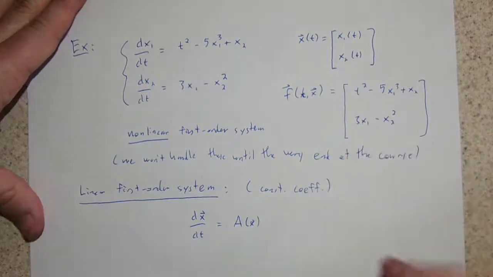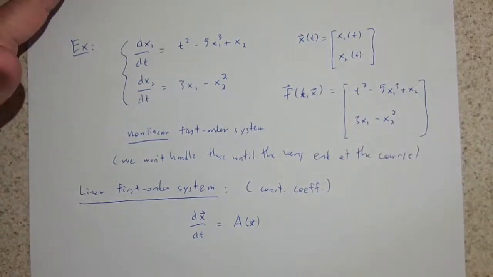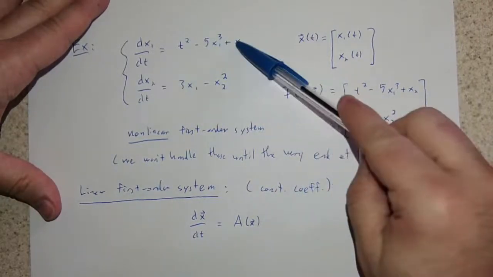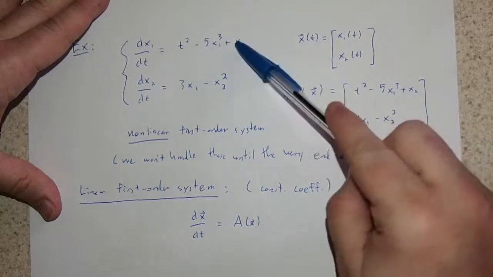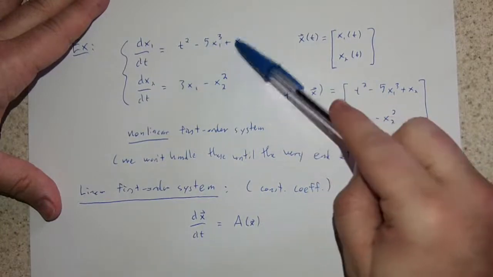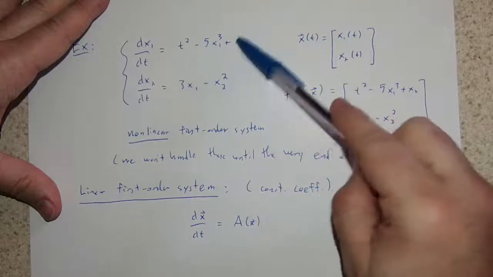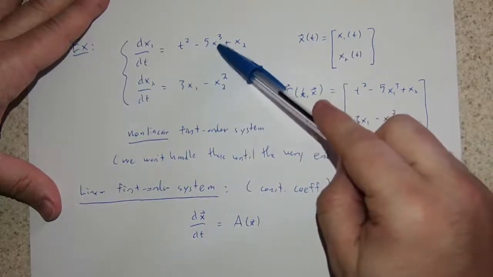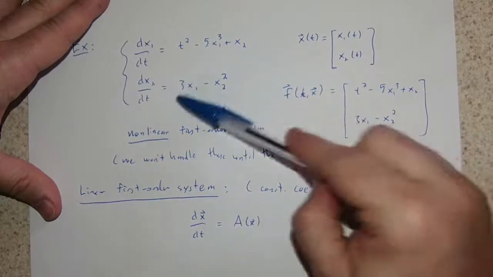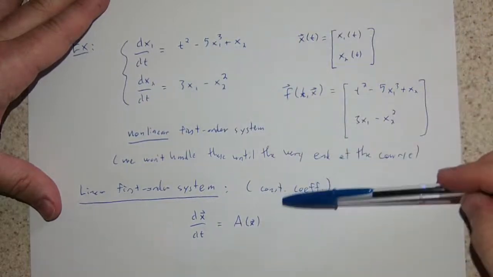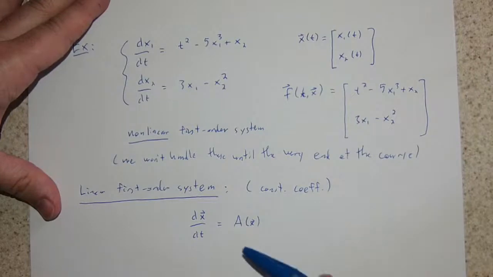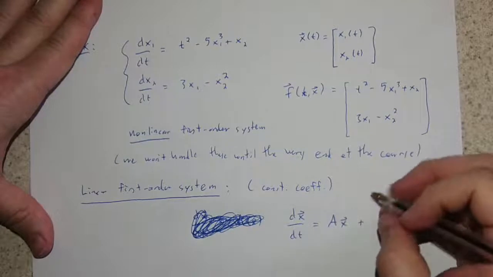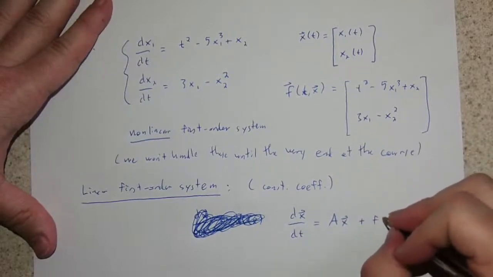So what does constant coefficient tell you? Here, this equation was in fact constant coefficient because all of the things multiplying the x terms are constants. I could have had functions of t multiplying these, right? Constant coefficient here is going to refer to this matrix that I'm about to write out, A x plus f of t.